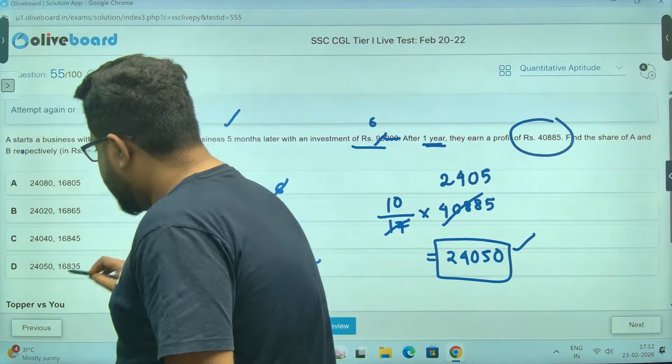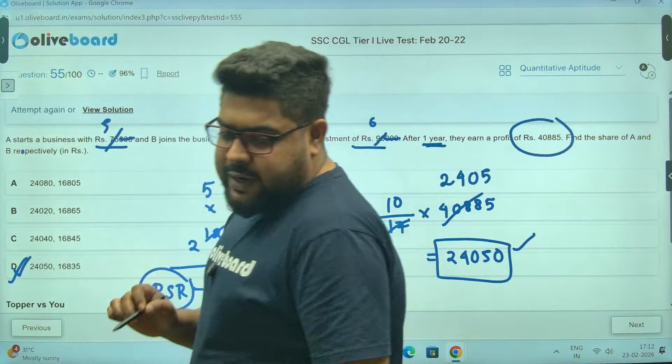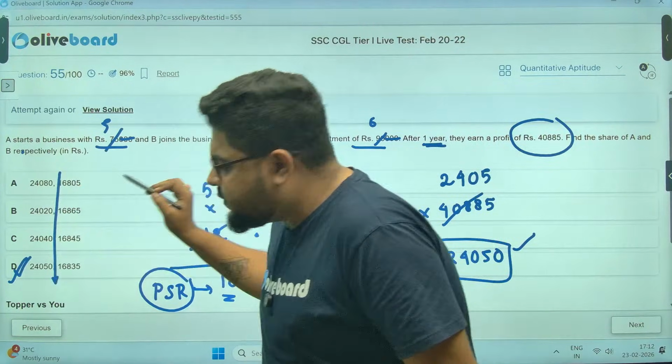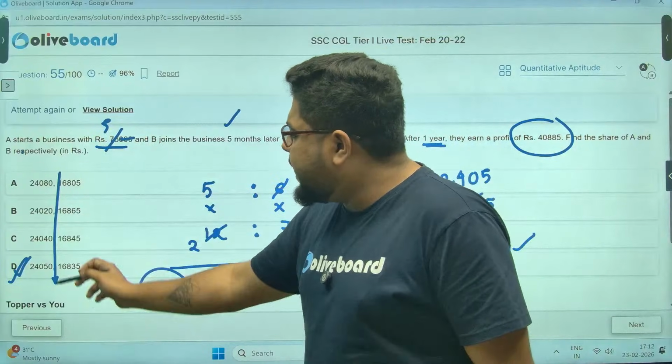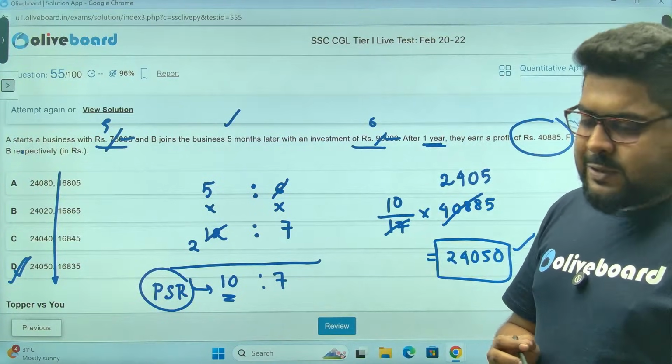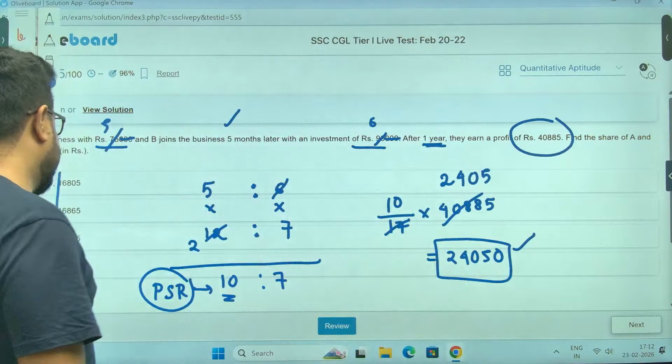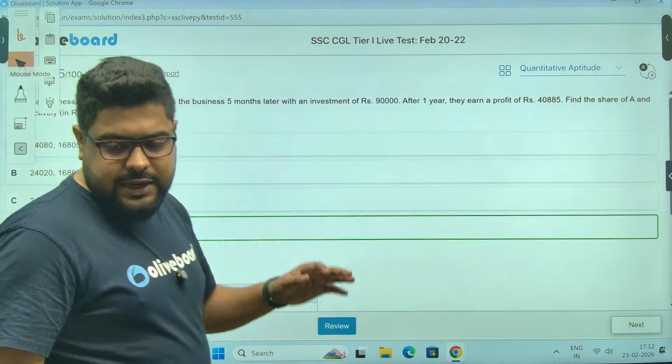Again, sir, the good thing is that I just need to find this. D is the answer. Why? You see, all the values for A are different. So if I can only find A, I don't even need to check for B. B will automatically match. I don't even need to waste time, whatever time, 10 seconds, 20 seconds, I don't need to check it.